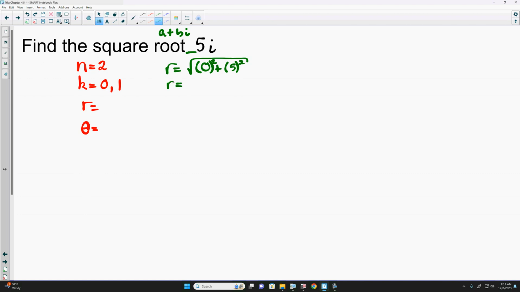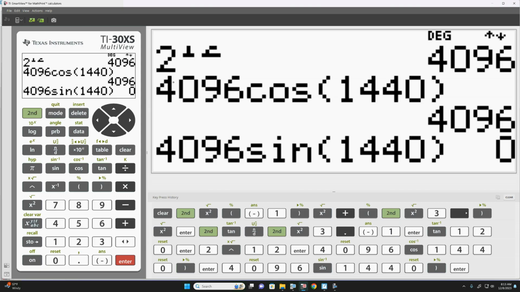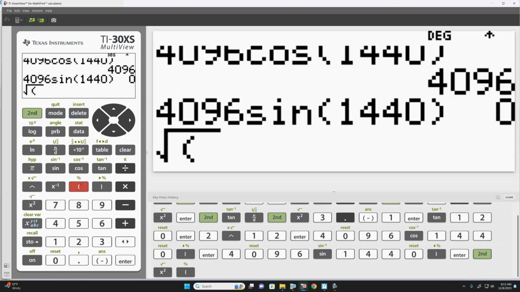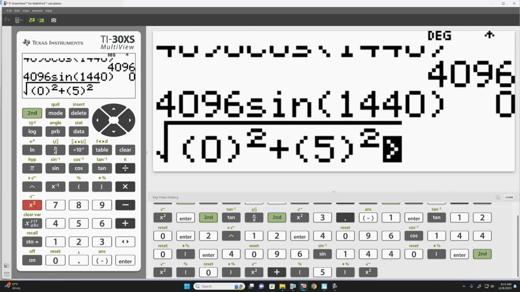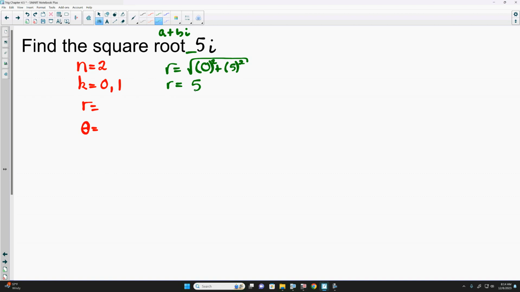So the first thing we need to do is calculate this here. Now there's no real reason for me to put 0 squared, because it doesn't add anything to this. So we're really looking at the square root of 5 squared, which is 5. The other thing we're missing is theta. Theta is equal to tangent inverse of b over a, yes?